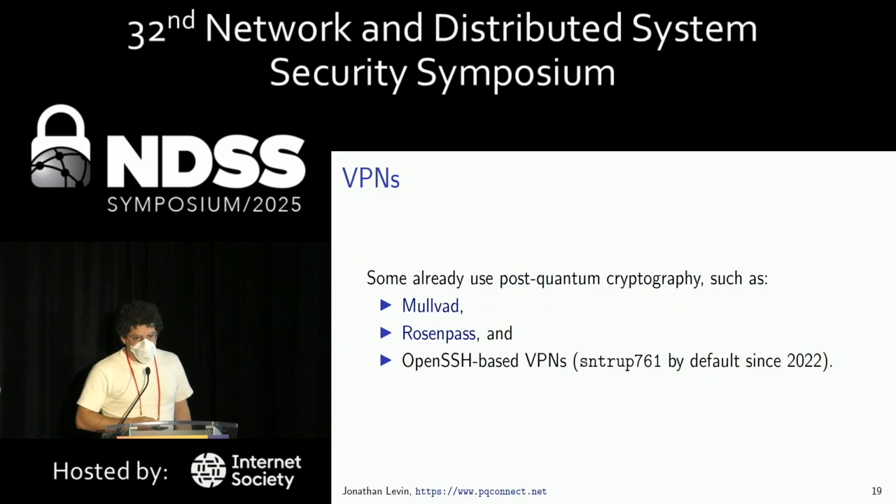There are actually some VPNs that are already doing this. Mullvad and Rosenpass are two examples. I think they use Classic McEliece and Kyber for their key exchange, and any OpenSSH-based VPN is using Streamlined NTRU Prime for post-quantum cryptographic protection.